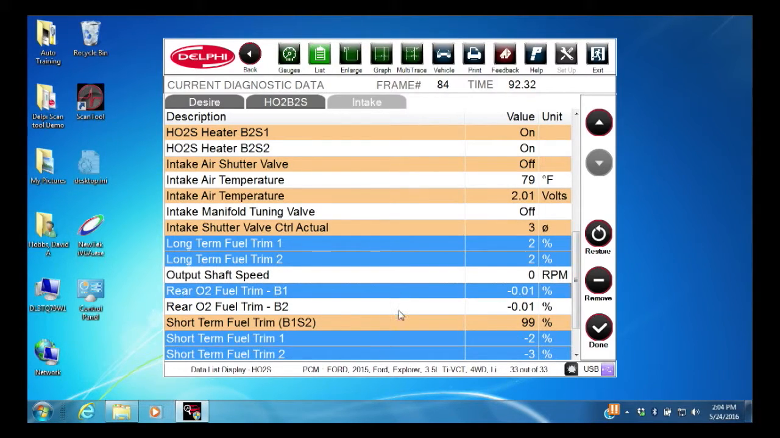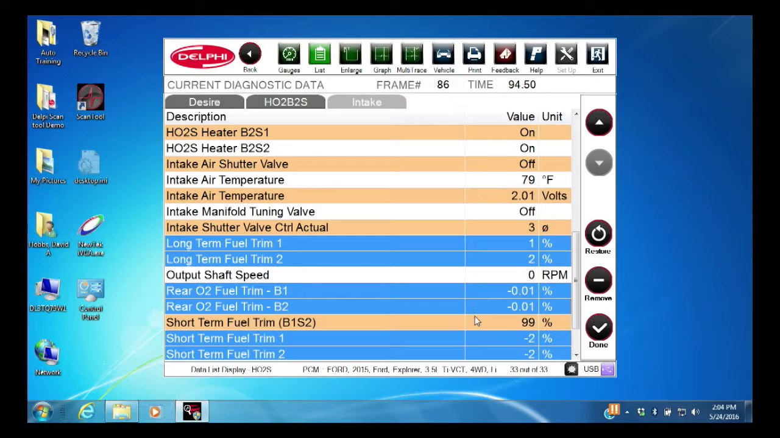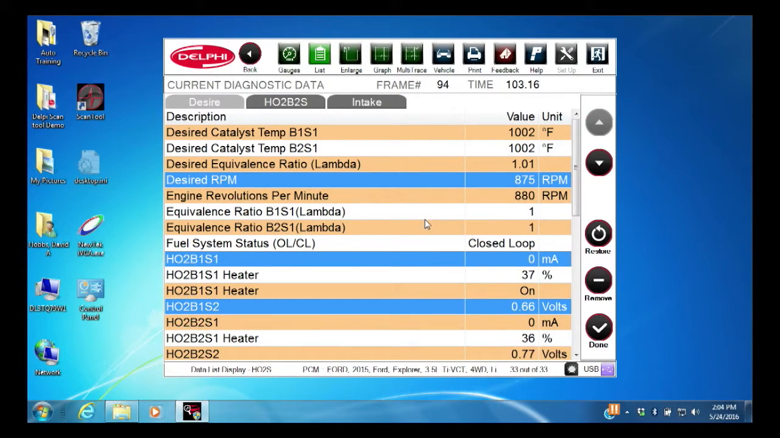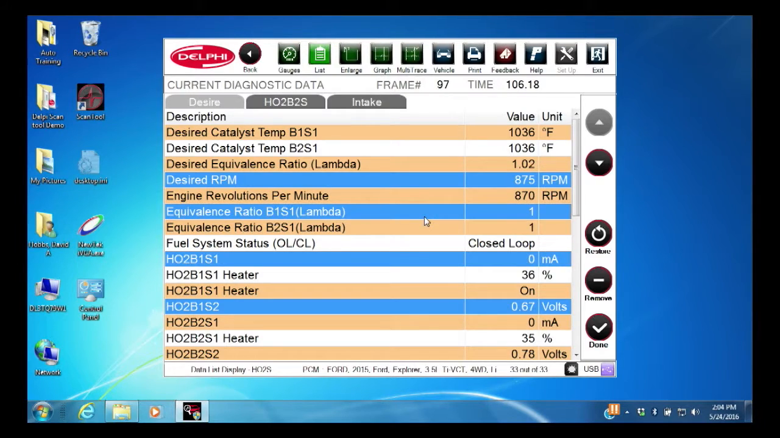We'll go ahead and look at post O2. Those are the switchers, the 0, 0.1, 0.2, 0.8, 0.7 volt type sensors. So we'll go ahead and hit done. I believe that's about all the PIDs I really want, except maybe let's go ahead and look at lambda.